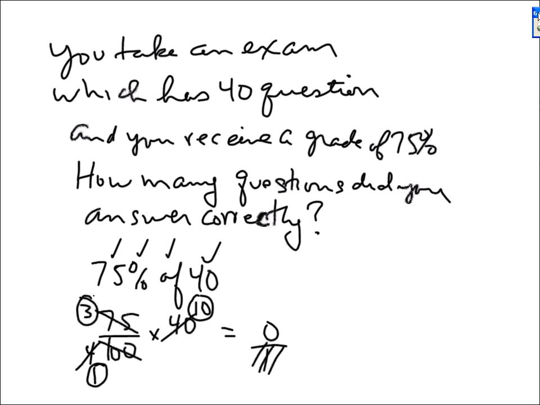So let's do the math correctly. 3 times 10 is 30. And 30 divided by 1 is still 30. So you got 30 questions right. You got 75% of the questions right. Why do you think you got a 75? If you got 93% of the questions right, you wouldn't get a 75. You would get a 93. If you got 18% of the questions right, you'll get an 18%.